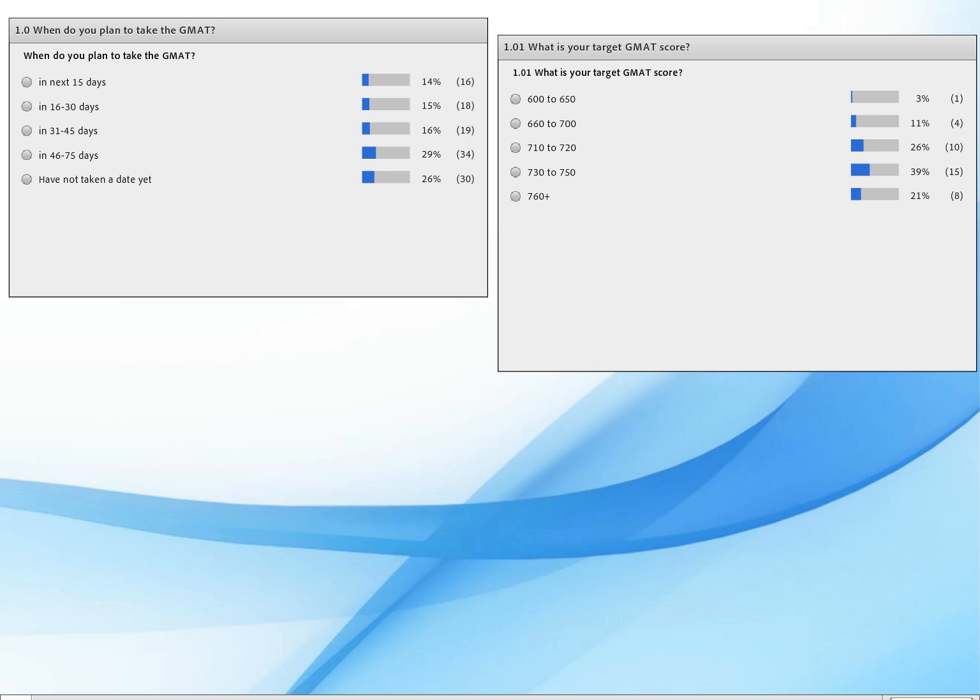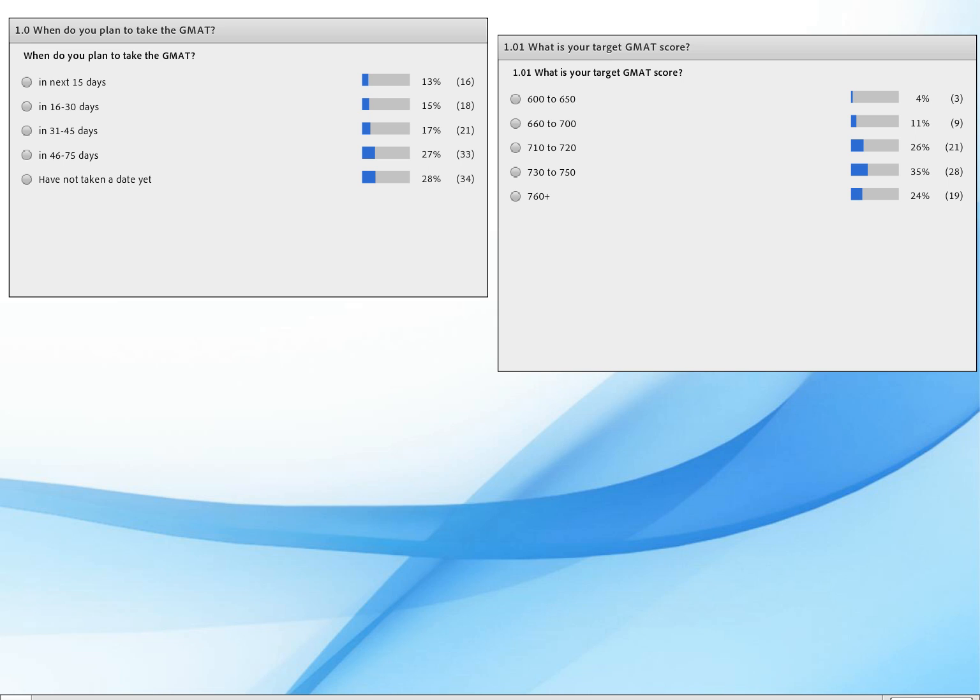Okay, given this particular group, what I can see is that the biggest group over here has not taken a date as of yet. Actually, it's 46 to 75, and that is almost similar. My apologies. So two similarly sized groups over here, those who have their exam in 46 to 75 days and those who haven't taken a date as of yet. In addition to that, we have three other similarly sized groups, those who have their exam right away, those who have between 16 and 30, and those who have between a month and 45 days.